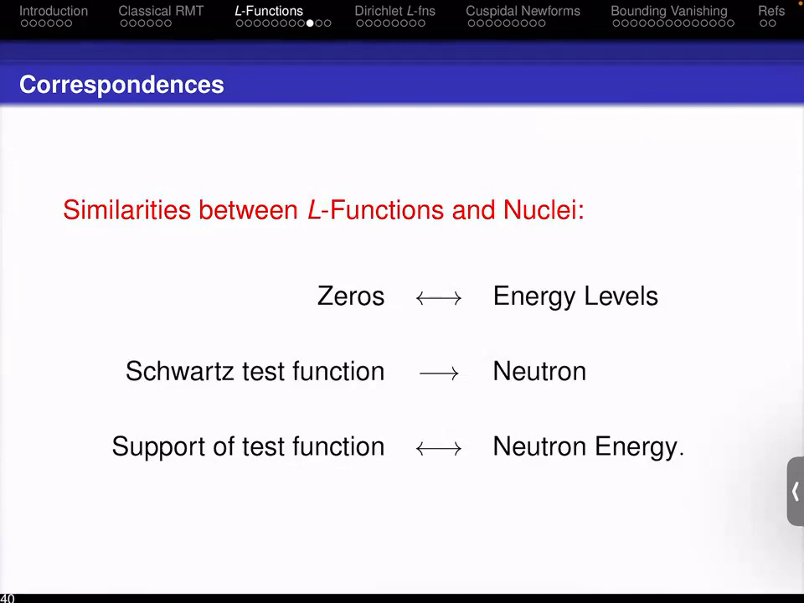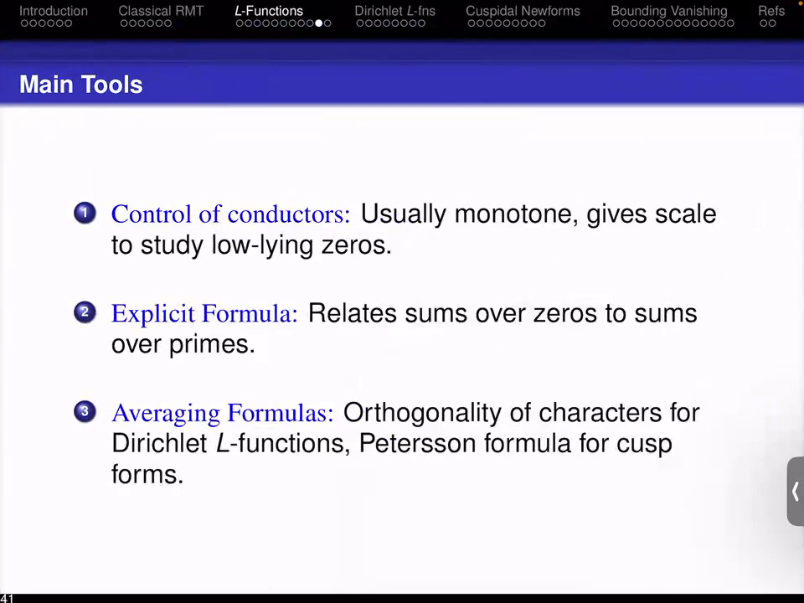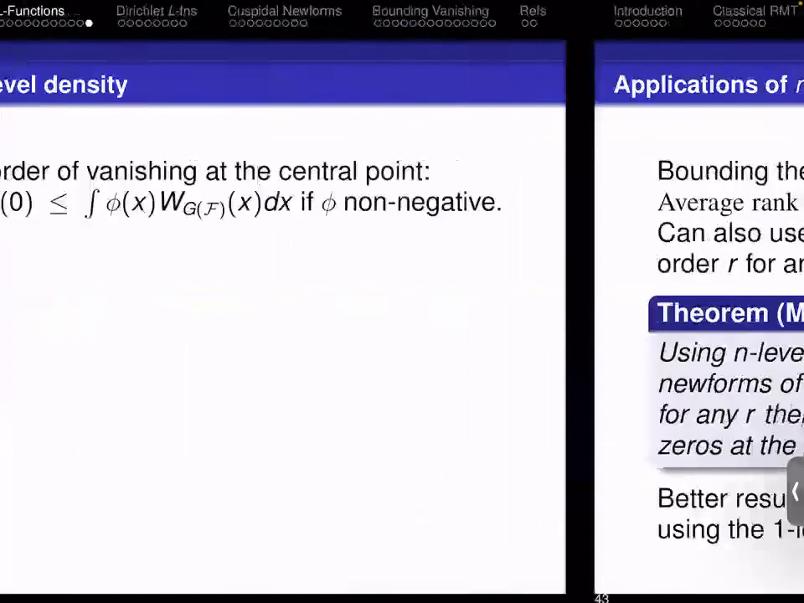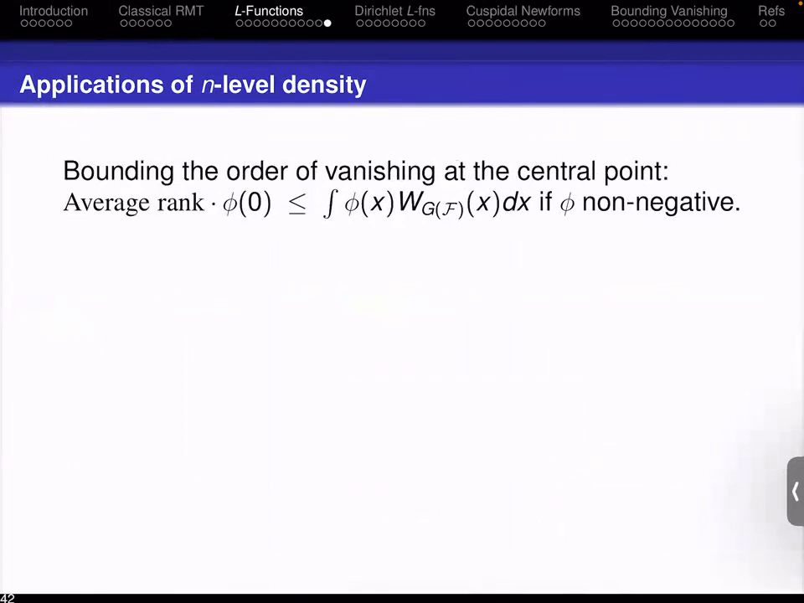All right. So one of the applications of this is we can use this to bound the order of vanishing. Actually, I'll go back one slide. If I take my sum over all the zeros, if I take my function phi to be non-negative, and I throw away every zero that's not at the central point, I just make the left-hand side smaller. So the left-hand side is clearly going to be larger than the average rank times phi of zero, and that will be less than or equal to my integral. So I can actually use this to get results.